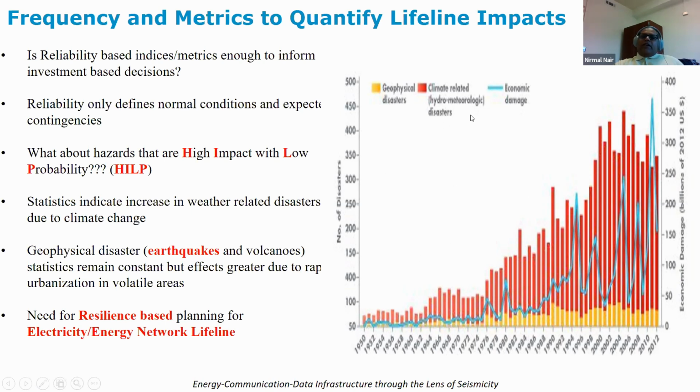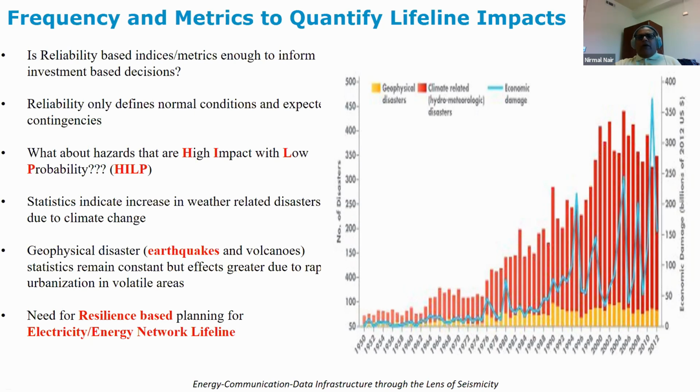But climate-related hydrometeorological disasters have been seen to be rising, and the economic damage has also been seen to be rising here. So that's the context of the hazard landscape. So the question to ask is how we have been operating the energy system 1.0 right now. Is it really a good metric to go by?